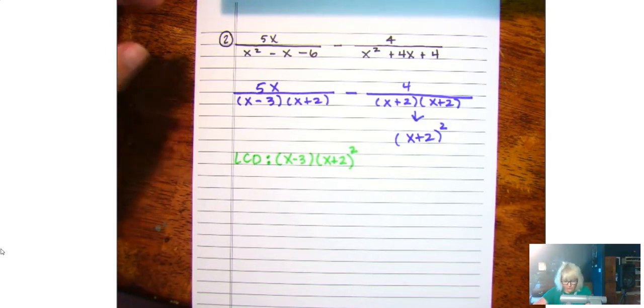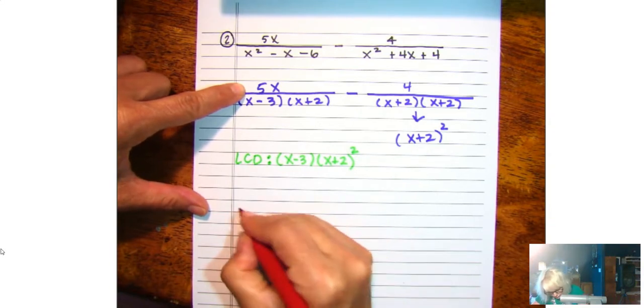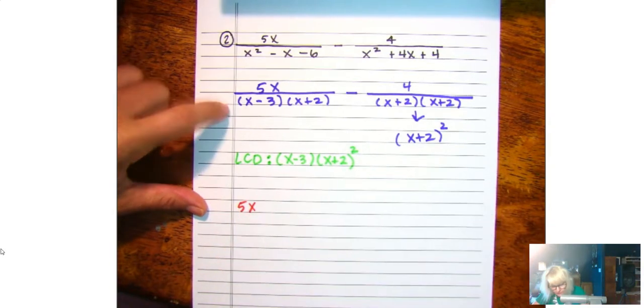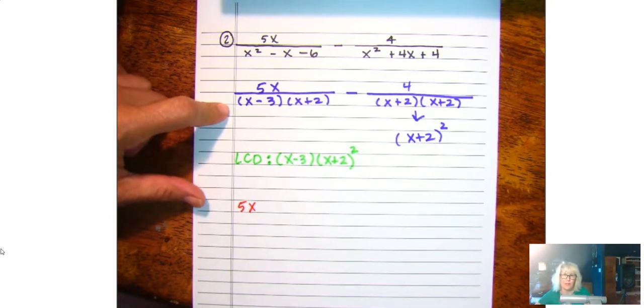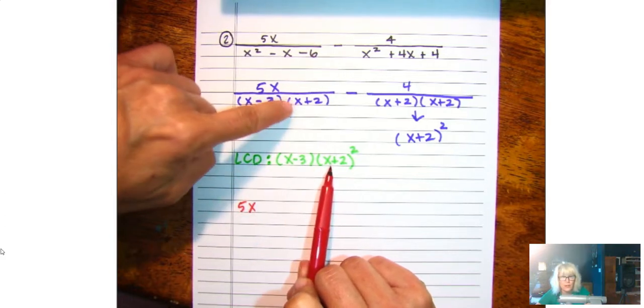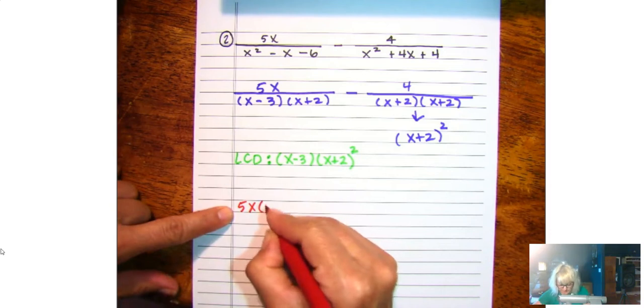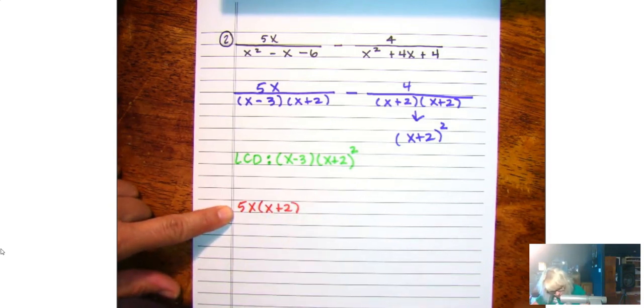So I'm going to go back to the first fraction. I'm going to recopy this 5x. So you recopy the top, then you look at the bottom to figure out what you multiply by. So the bottom has this, but it only has one x plus 2. So now I know what I need to multiply this by. I got to multiply it by that other x plus 2.